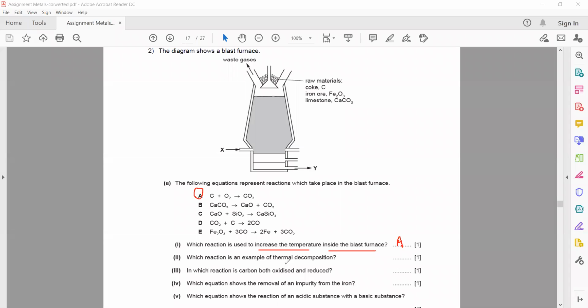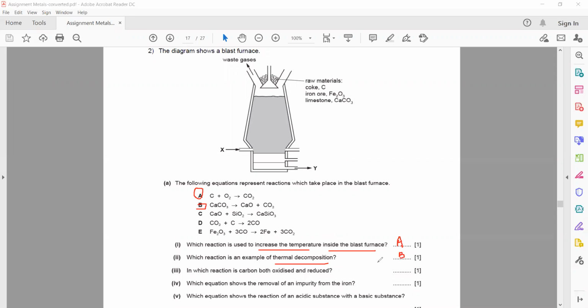Which reaction is an example of thermal decomposition? How do you identify thermal decomposition? When you have one reactant and more products, it's a thermal decomposition. So which reaction has one reactant and more products? B. So B is thermal decomposition.